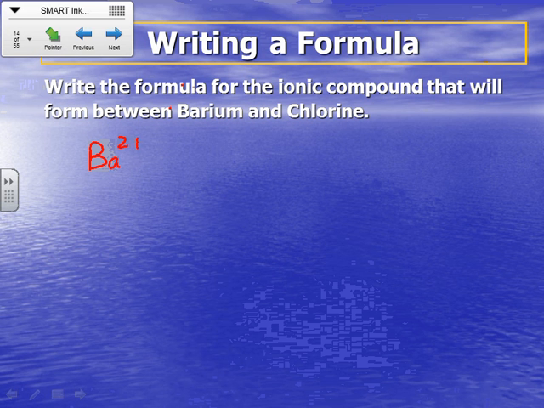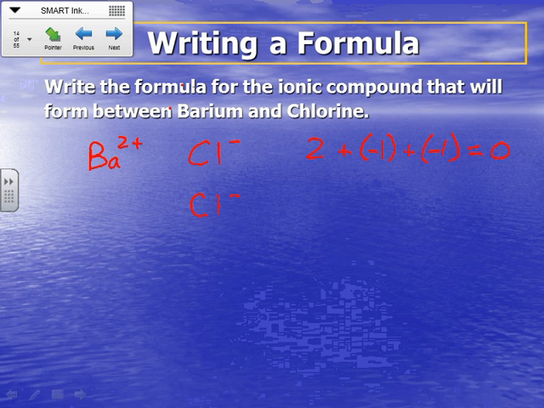So I have a Ba2+, and I have a Cl1-. If I put those two together, is that going to give me a neutral compound? No, that's not quite going to work out, is it? Okay? So what I need here, what if I have 2 chlorines? Okay? So if I combine 1 barium with 2 chlorines, then I have a 2 plus, and I add that to a -1 plus another -1. That's going to give me 0.